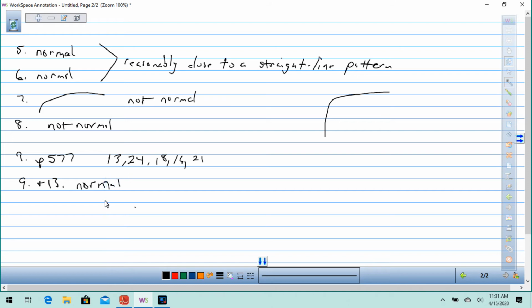Normal. Okay. What about 10 and 14? 10 and 14, ages of best actresses. What page is that on? Ages of best actresses. And I believe that's on page 572. Oscars, yeah, page 572.